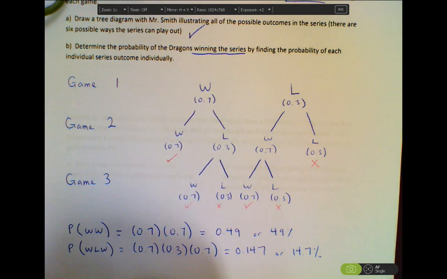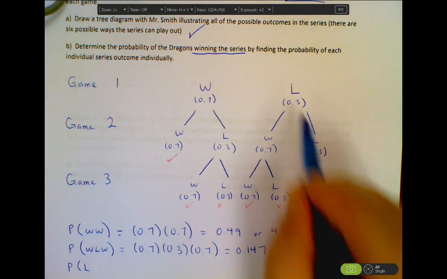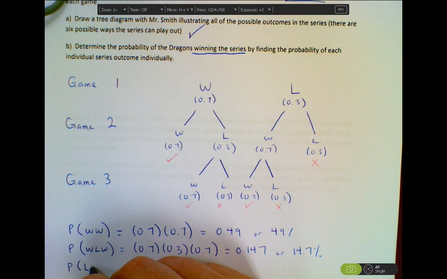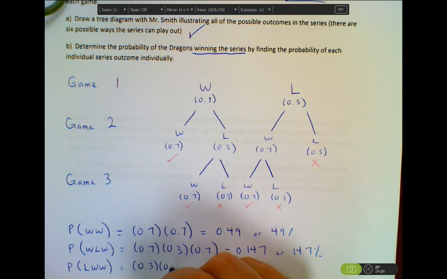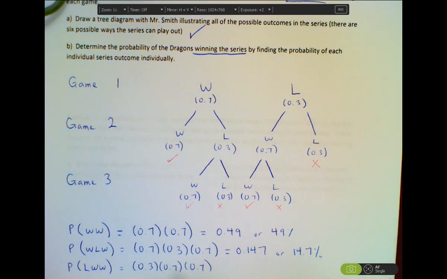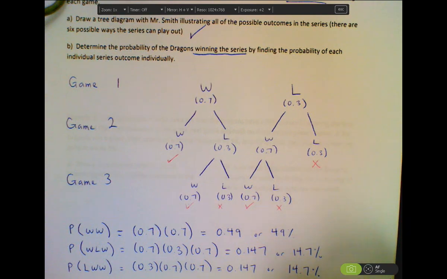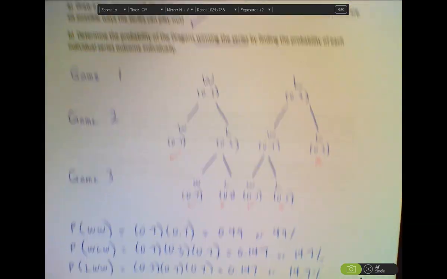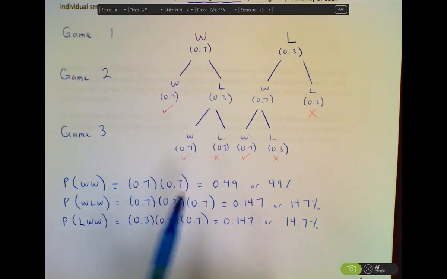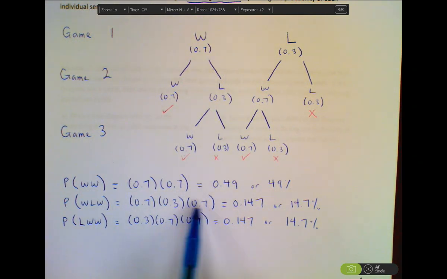And the third option is losing the first game and winning the last two. Lose, win, win. So that would be 0.3 times 0.7 times 0.7. Same numbers, different order. So we know that will be 0.147 as well, or 14.7%. Later on, we might make these scenarios a bit more complex, where the chance of winning or losing an individual game might change. But for now, in this repeated calculation, you might have some repeated values, and that's okay.